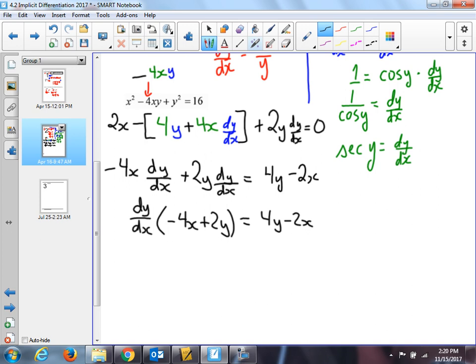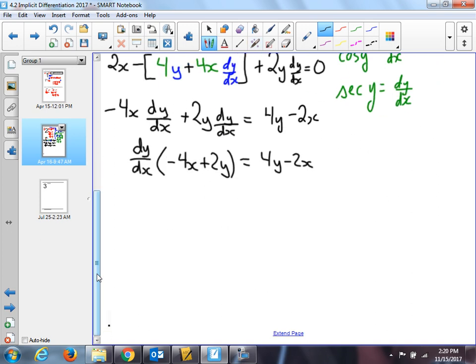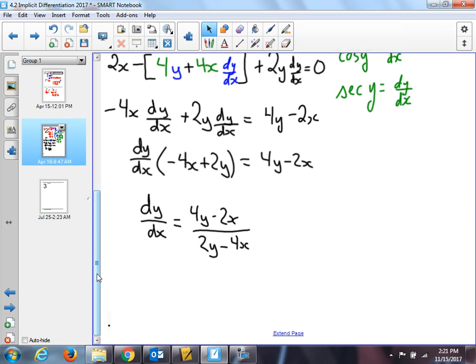You could have factored out the 2 right off the bat on the 4 and the 2. I'm going to write it down as is. 4y minus 2x in the numerator. The denominator, I'm going to change the order. 2y minus 4x. Now what? What I was talking about was a common factor 2. It's on the top and the bottom, right? Yeah. So something like that you can simplify a little bit.